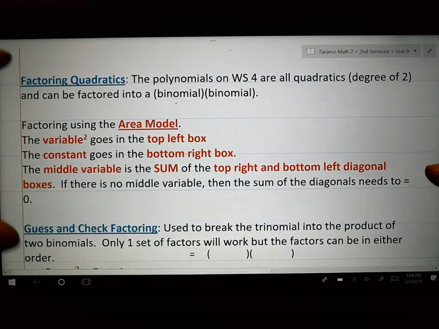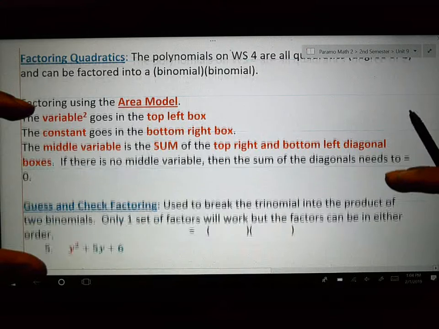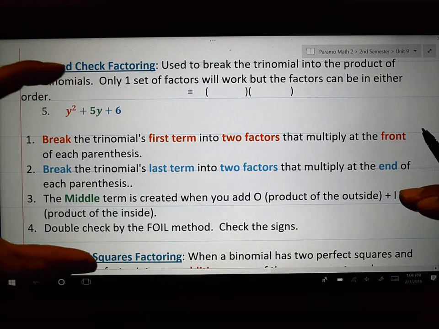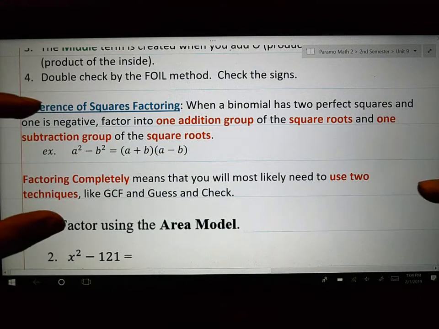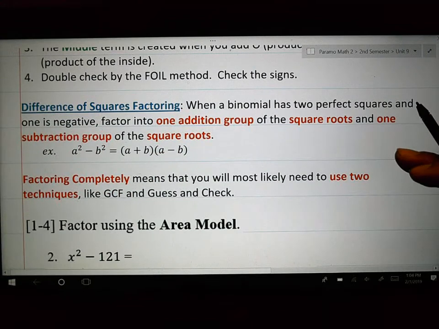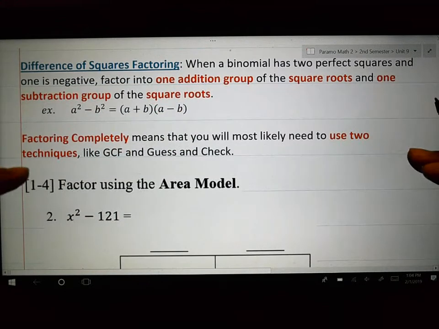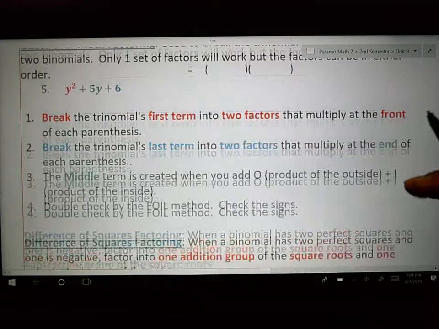Now, there are going to be 3 main things that we're doing on this worksheet 4. We're going to be using the area model. We're going to be doing without the area model, and then we're going to use a technique called difference of squares. Beyond that, there's really not much more other than factoring completely. We'll talk about what that means.